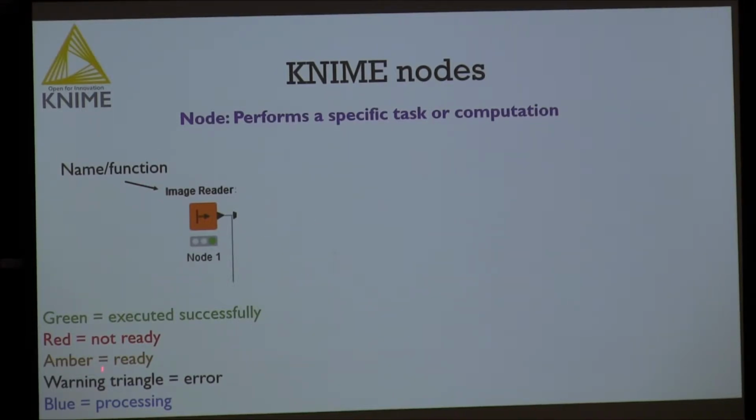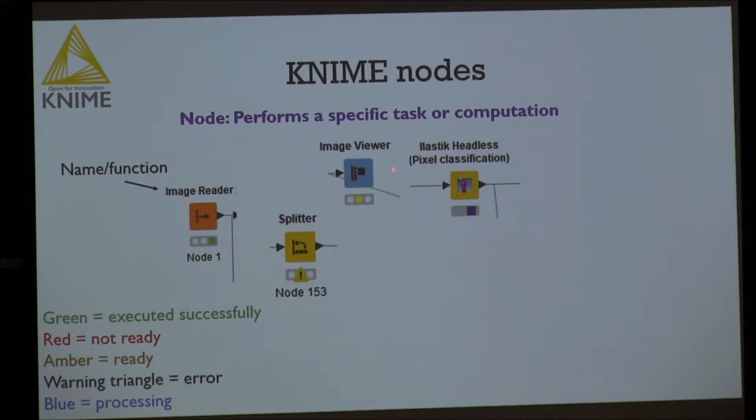And these are what the different colors mean for running the node. If it's green, it means it executed successfully. Red, it's not ready. Amber, it's ready to run, but not yet run. If there's a little triangle, it means there's some error. You haven't set something up correctly. And blue is processing. So that's what these look like. A little error, this is ready to run, that's processing.